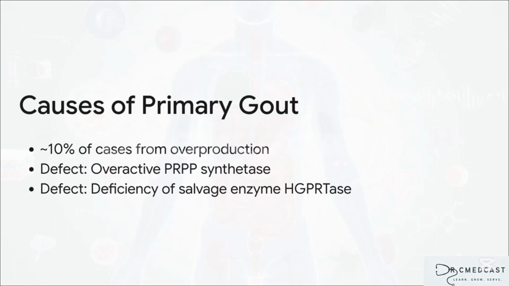Now, while a lot of things can contribute to this, about 10% of cases come from the body just flat out overproducing uric acid, often because of genetics. For example, you could have an overactive PRPP synthetase, remember that enzyme from the very first step, that just puts the whole assembly line into overdrive. Or you could have a defect in that recycling enzyme, HGPRTase. If the salvage pathway is broken, the body ends up making and breaking down way more purines than it needs to. Either way, the end result is the same, way too much uric acid.